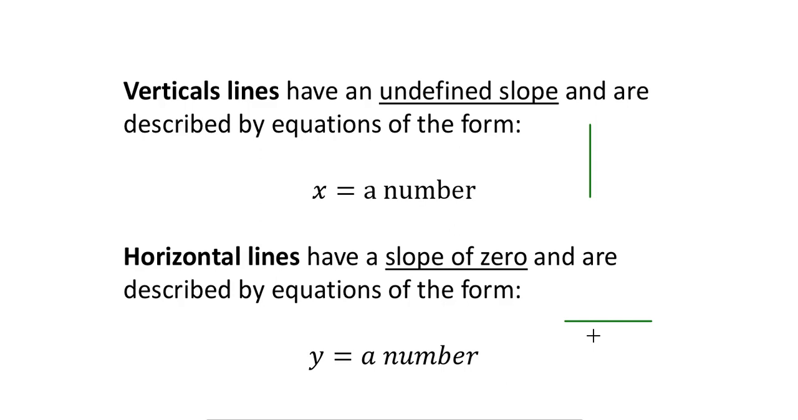And these equations are described, how do I want to say this? These lines, that's what I should have said. These lines are described by equations of the form y equals a number. So if you have y equals -2, that will just be a horizontal line. So that is how vertical and horizontal lines work.